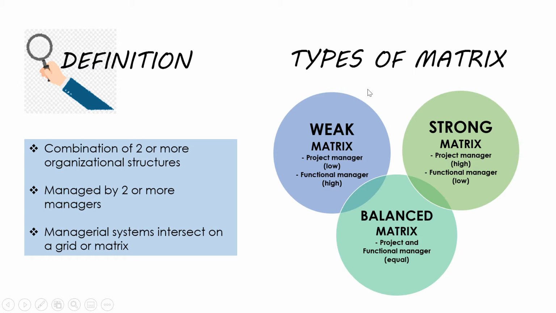Okay, matrix structure has three types, which are weak, balanced, and strong. A weak matrix organization is where the project manager has low authority while the functional manager has high authority. Then for balanced, the project manager and functional manager have the same authority. However, for strong, the project manager has high authority while the functional manager has low authority.